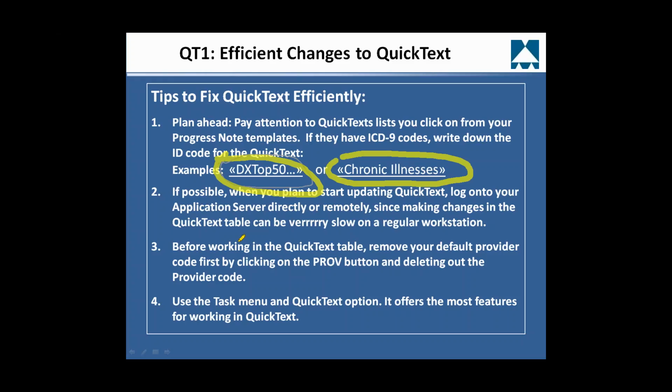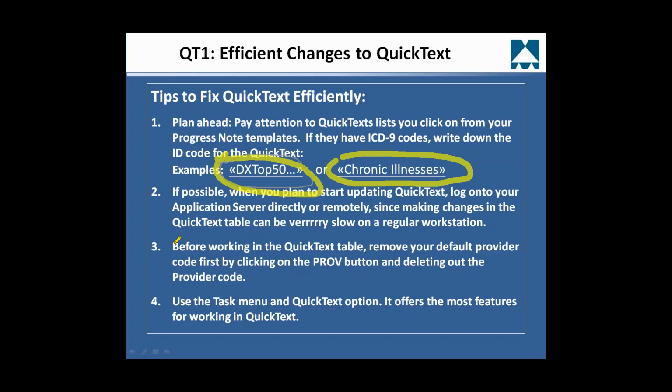When you start fixing them, we recommend, especially for quick text, that you log into your application server directly, or a remote session directly to your application server, because the quick text table is huge, especially for any sites that have done their own custom quick text to a large extent. It's very slow, so you need to go directly on the server or at least do a remote session. If you don't know what that means, ask us and we can tell you.